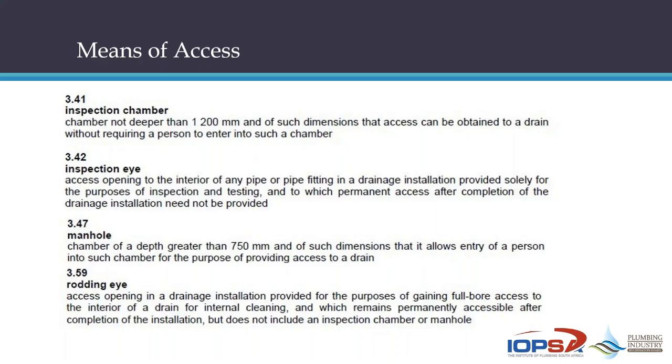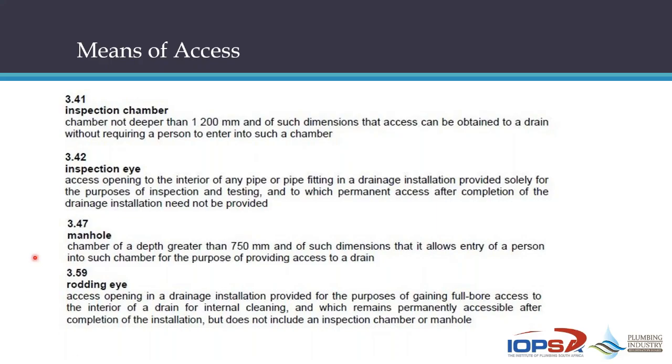An inspection chamber is not deeper than 1200, and it does not have to be big enough so someone can get into it. So it's basically exactly as the name says, an inspection chamber. The next one is an inspection eye, which would be an access onto the interior of the pipe or the fitting in an installation provided solely for the purposes of inspections and testing, and to which permanent access need not be provided. So those are the IEs that you see on the IE junctions and straights and bends underground, just for the torch, the mirror, the CCTV or anything like that. That's what they're intended for.